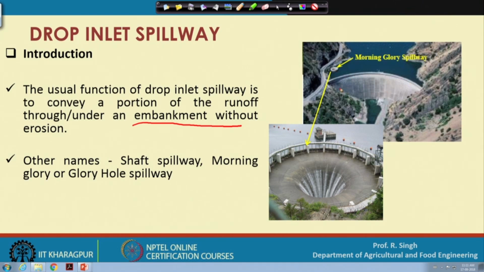Here you can see the portion of the dam, and here a morning glory spillway is located. This is a small version, and if you go through the inset of this, you can see how the water spills through here and enters inside the morning glory spillway. This is the kind of structure in a drop inlet spillway.